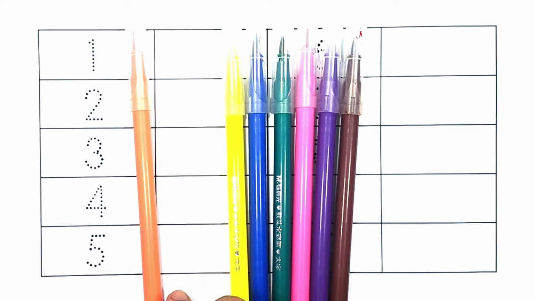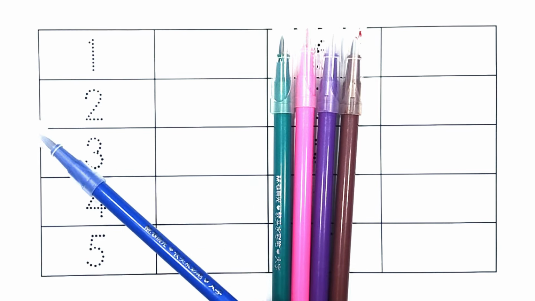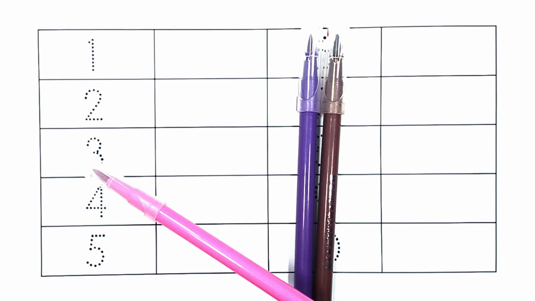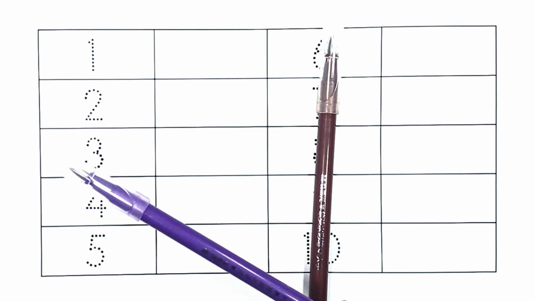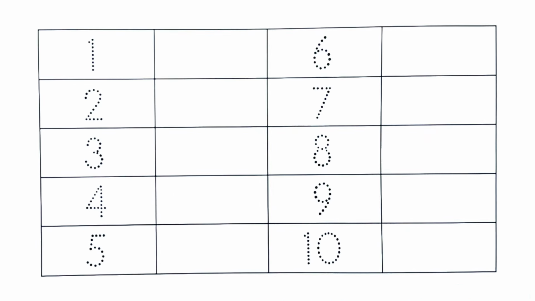Red color. Orange color. Yellow color. Blue color. Green color. Pink color. Purple color, brown color.